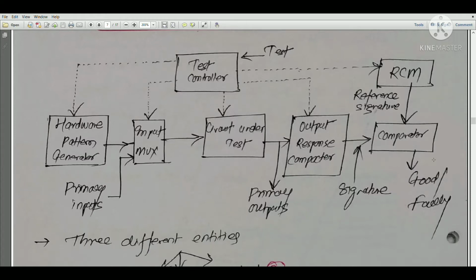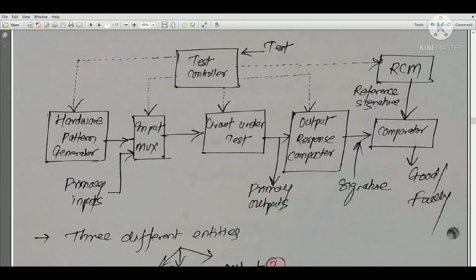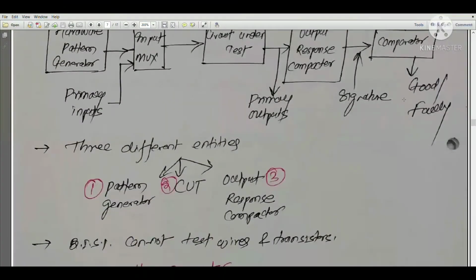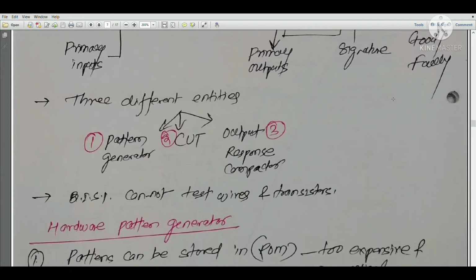This test controller will control the hardware pattern generator, the input multiplexer, the circuit under test, the output response compactor, and also the reference signal generator, the reference signal module. So this will be under the control of the test controller upon applying the testing signal. We will discuss one by one the pattern generator and the output response compactor. CUT is nothing but the circuit under test. Whatever circuit we want to test, that is our CUT. So the two important entities are the pattern generator and the output response compactor.